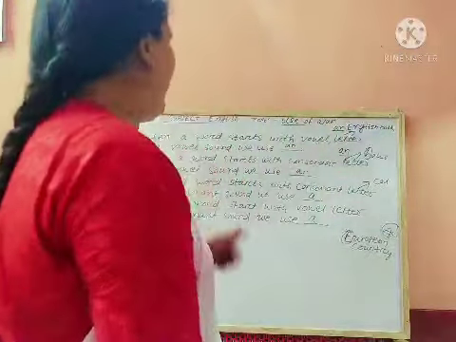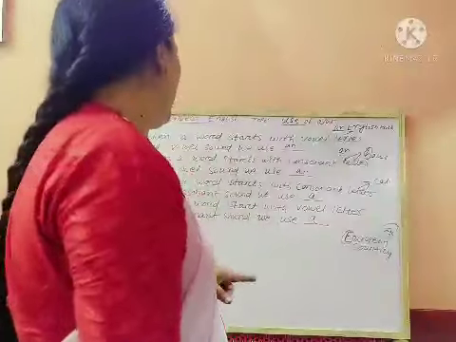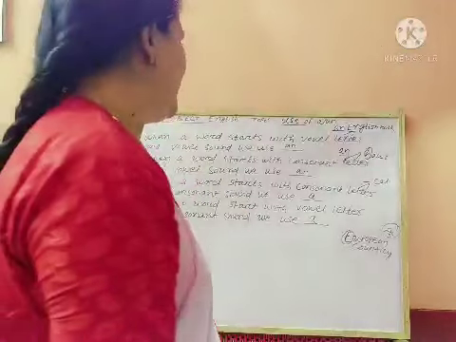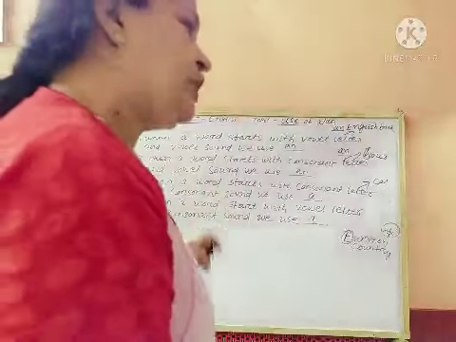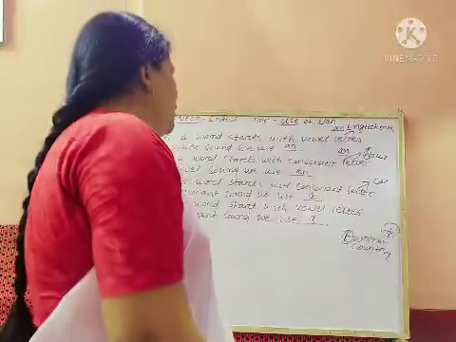First, vowel letter, vowel sound, we use AN. Then consonant letter, vowel sound, we use AN. Then consonant letter, consonant sound, we use A. Then vowel letter and consonant sound, we use A.